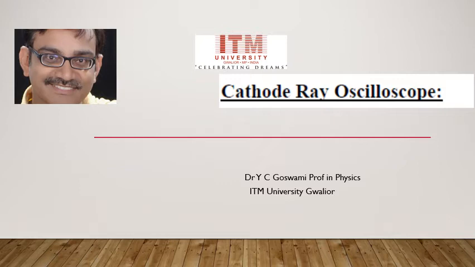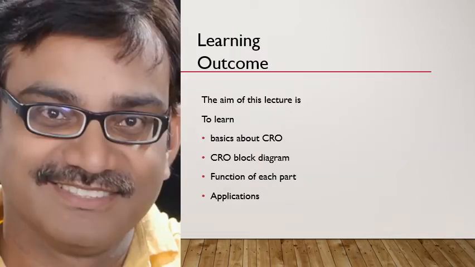Now we will discuss cathode ray oscilloscope, how it can be used to move electrons on the screen in a better way. The aim of this lecture, or the learning outcome, is that in the end, you will learn how electron can be deflected by using deflection plates and how we can see signal on the output.